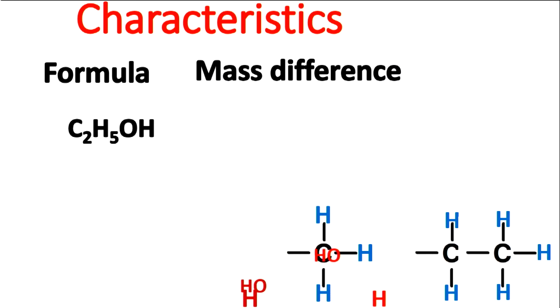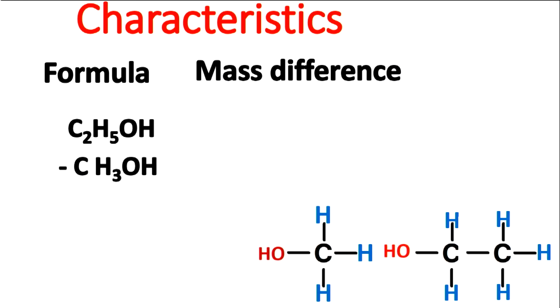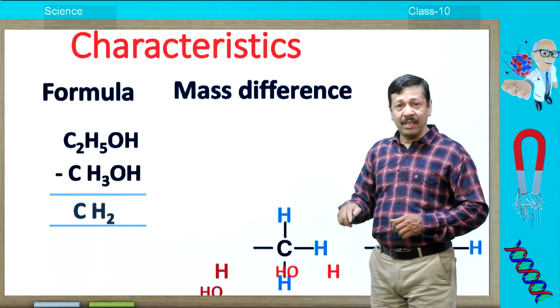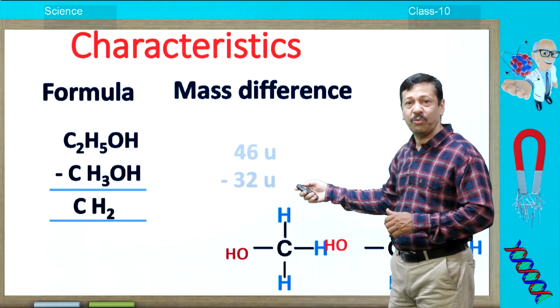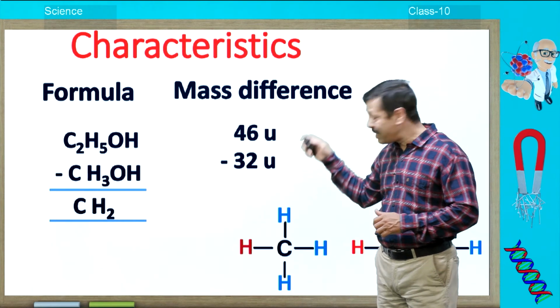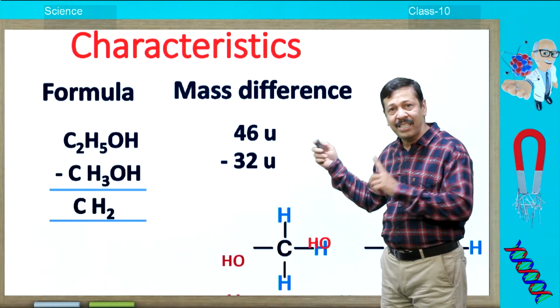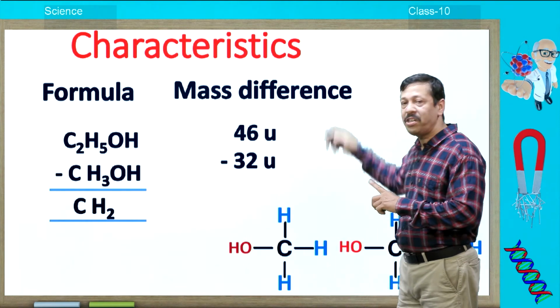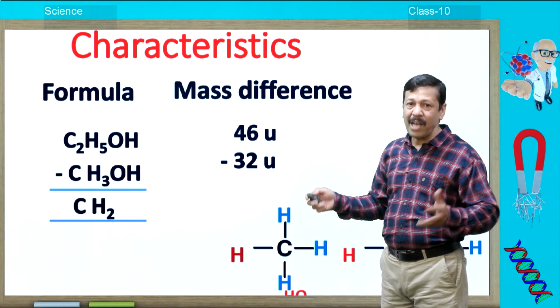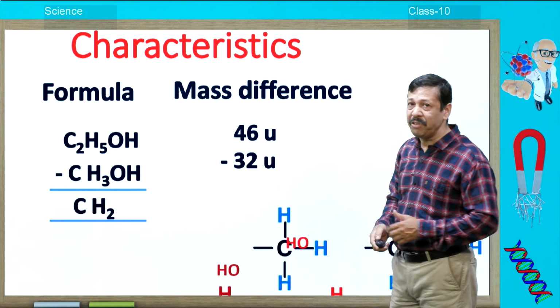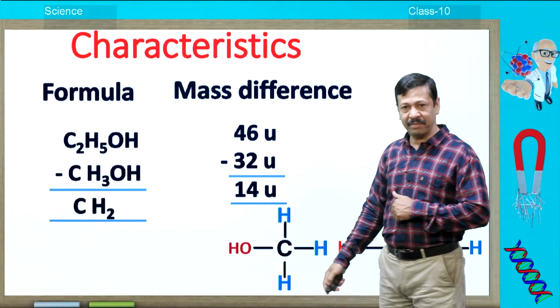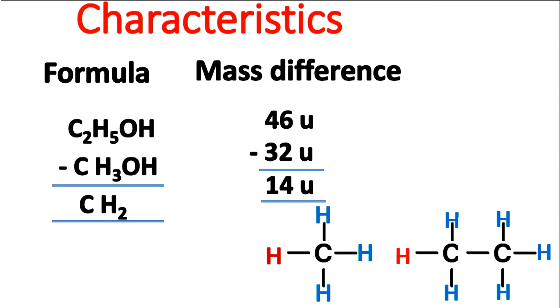This is the formula C2H5OH ethanol. The first one is methanol CH3OH. What is the difference? A CH2. Now what is the mass of C2H5OH? Carbon is 12, hydrogen is 1, oxygen is 16. If you add, you are getting 46. Then mass of methanol is 32 units, as you studied in 9th standard, right? What's the difference? A 14. Hence, these are constituting a homologous series.